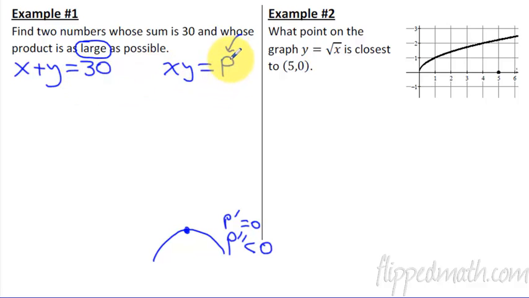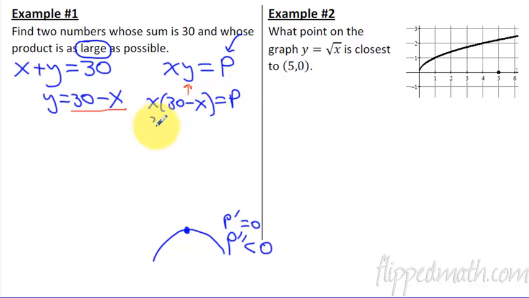So how do I do that? I have to take the derivative of P to find P prime. But we don't want to do that yet, because I have too many variables, x and y. I just want one variable. So the way we do that is we take our other equation, and let's say that y equals 30 minus x, and I can use substitution now. So I'm going to substitute that into that y. And that gives me what? x times 30 minus x equals P. Let's multiply that out. 30x minus x squared equals P.